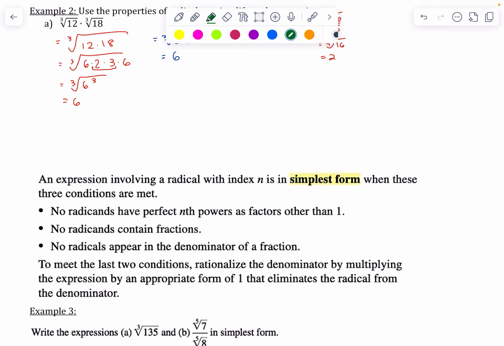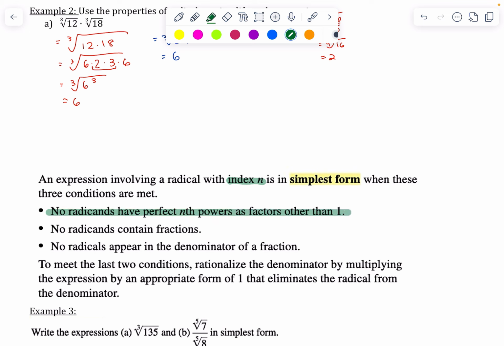Okay, some new information, some that you might already know. If you want an expression involving a radical with index n, meaning a radical with a cube root or 4th root or 5th root, the index is referring to the root. If you want it to be in its simplest form, then these 3 conditions have to be met. Okay, the first is that no radicands have perfect nth powers as a factor other than 1.